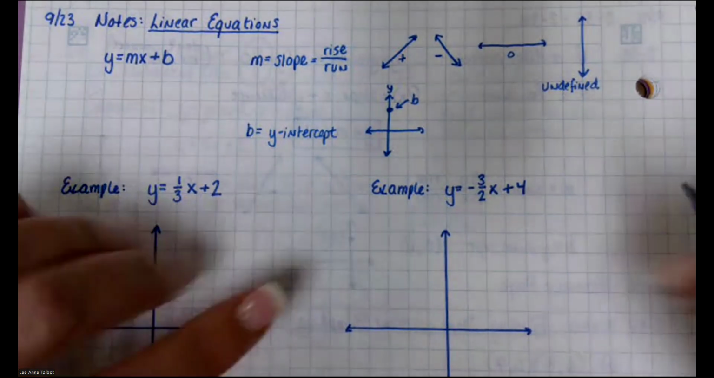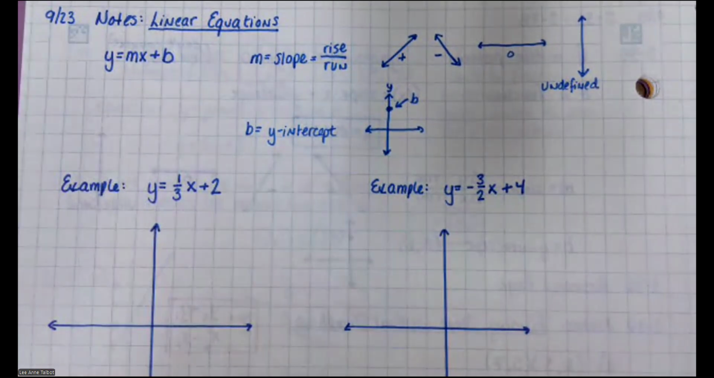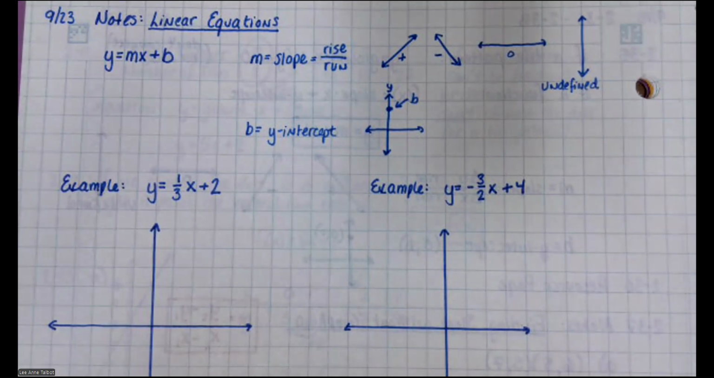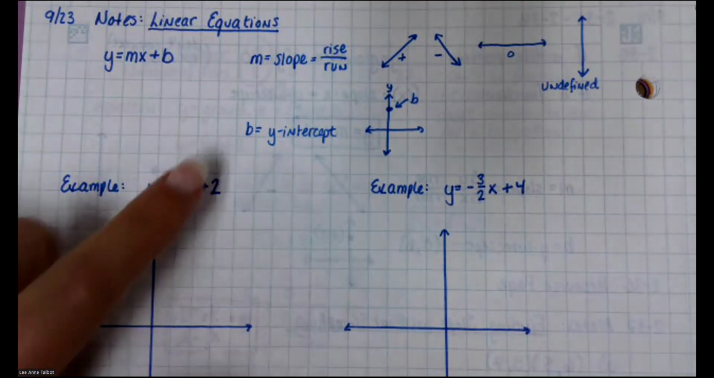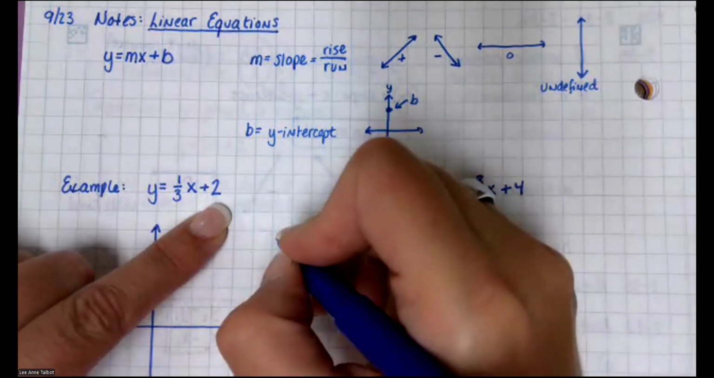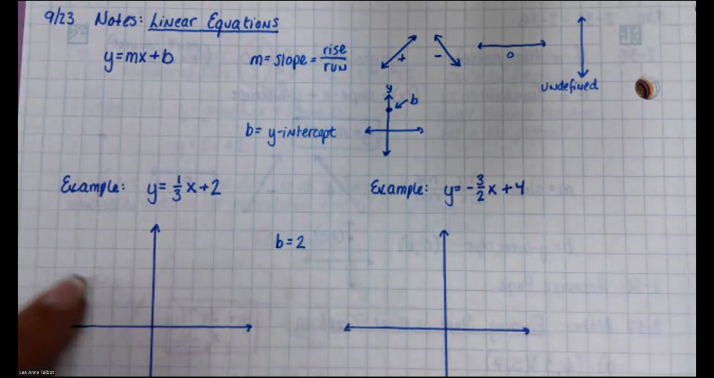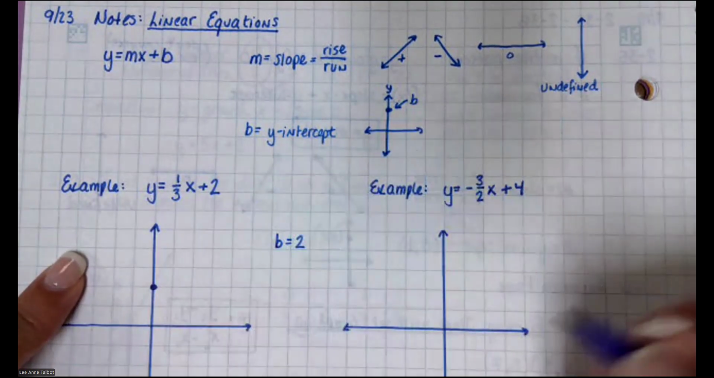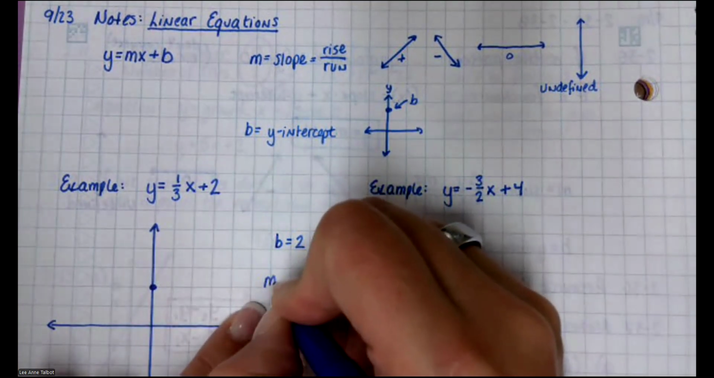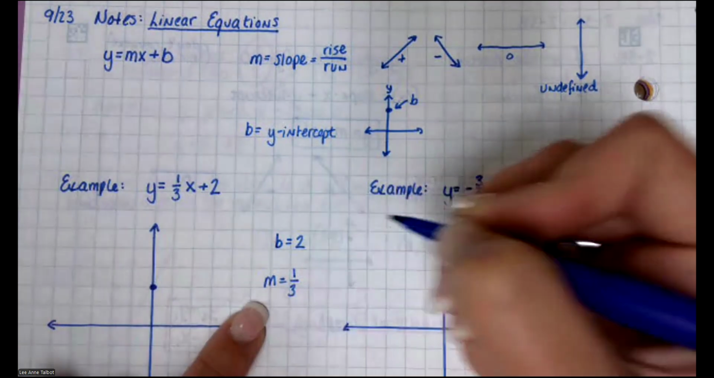Okay, so what I'm going to do for each of these examples, and there are four, this notes page takes longer to set up than it does to actually do the problems. They're very quick problems. It just takes a while to write them down. What I'm going to do is identify b first, which is 2. And then I'm going to identify the slope.